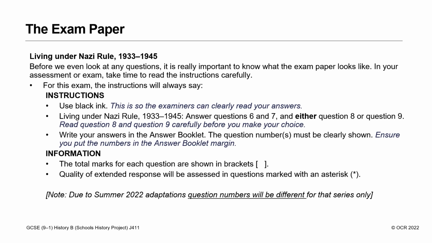For the Living Under Nazi Rule section, make sure that you answer questions 6 and 7, and then choose from either question 8 or 9. Make sure you take some time to read questions 8 and 9 carefully before you make your choice. You will write all of your answers in an answer booklet provided.